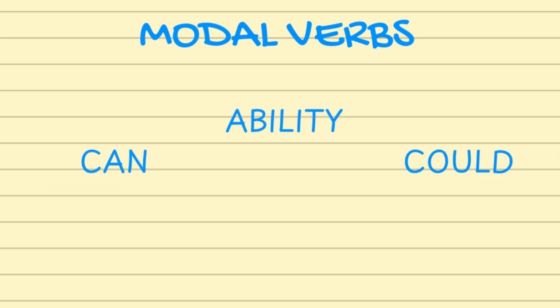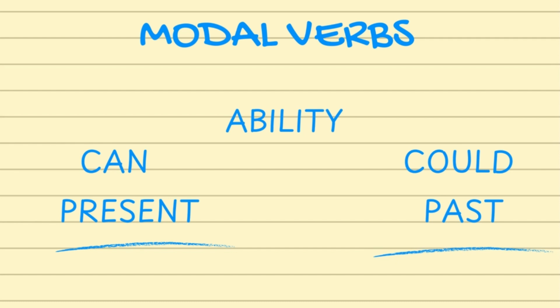Can and could are your go-to modal verbs for talking about abilities. They help you express what you are capable of doing now, and what you were capable of doing in the past. Can is used for the present, while could is used for the past. This distinction is crucial for clear communication.